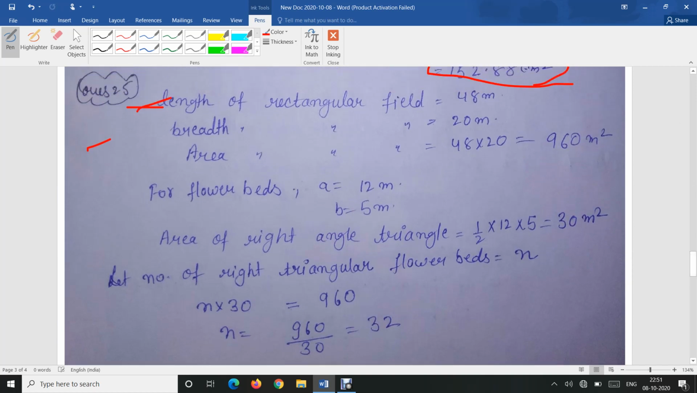Here the length of the rectangular field is given, the breadth is also given, so you can find out the area: 48 multiplied by 20, which is equal to 960 meter square. Now for one flower bed, A is equal to 12 meter and B is equal to 5 meter.